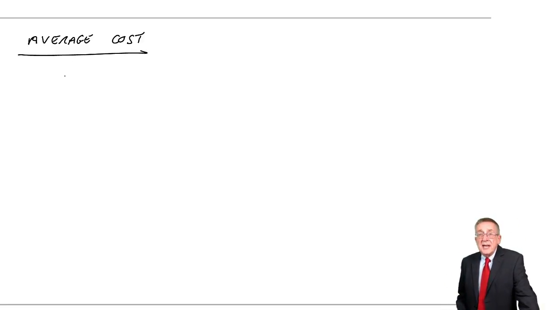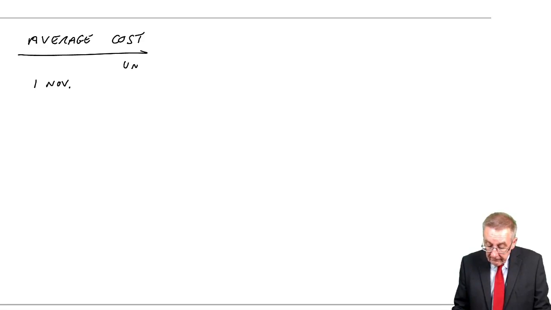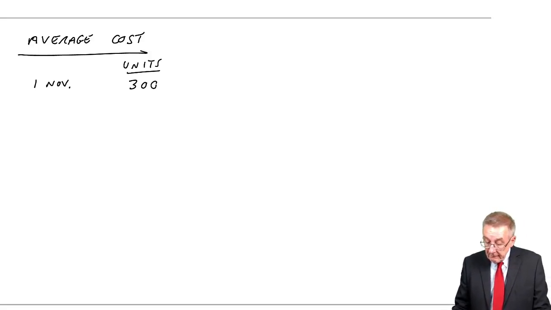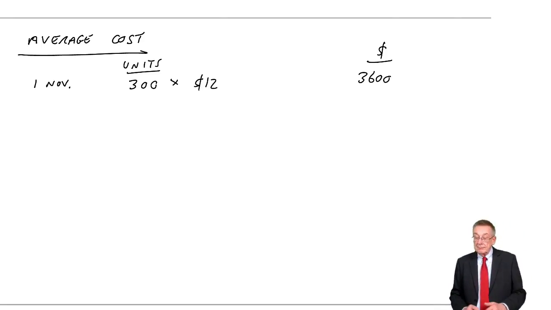What we do, we work through in date order. So let's make a start. On the 1st of November, we had 300 units in inventory. They were $12 each. And so the total value, $3,600. No problem.